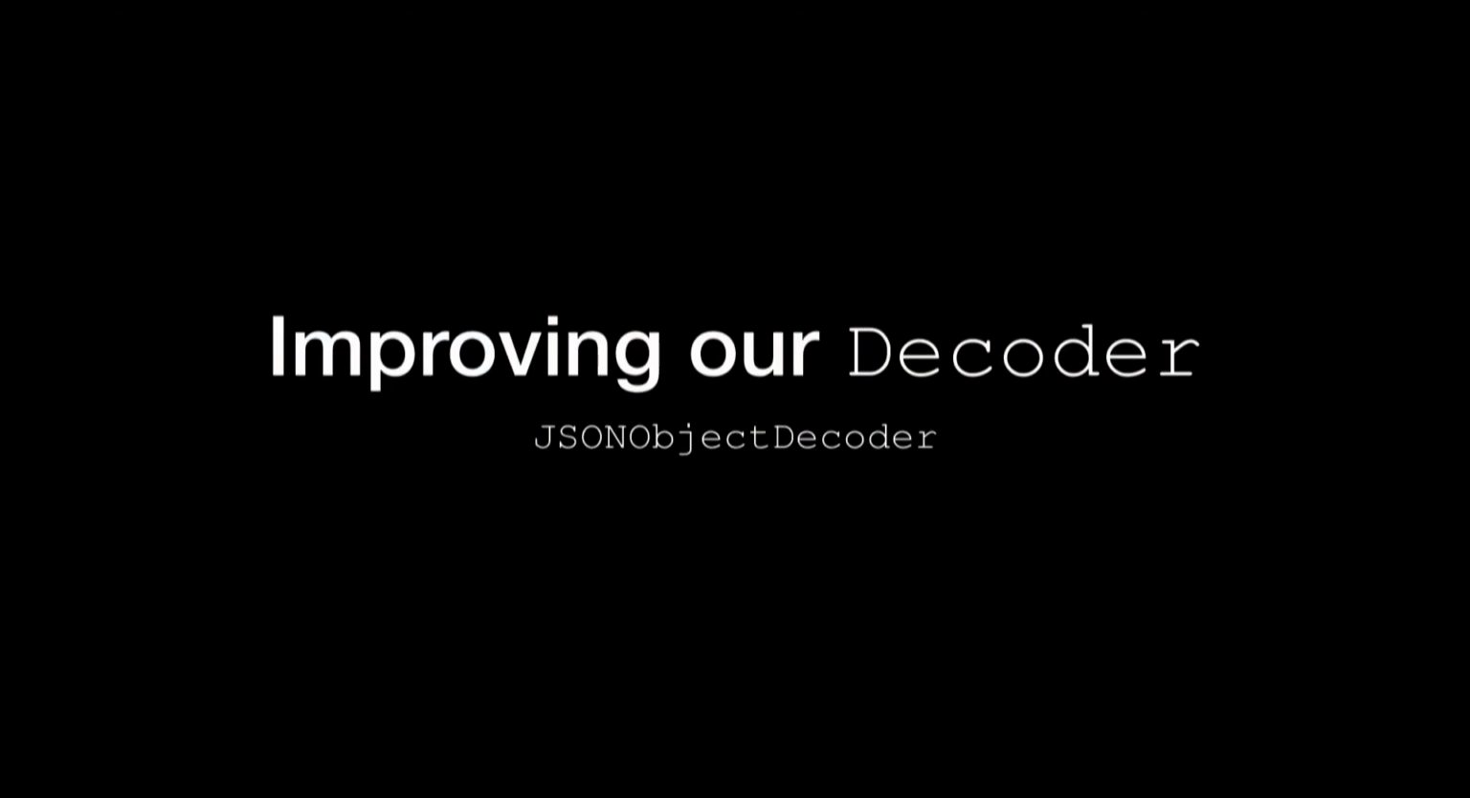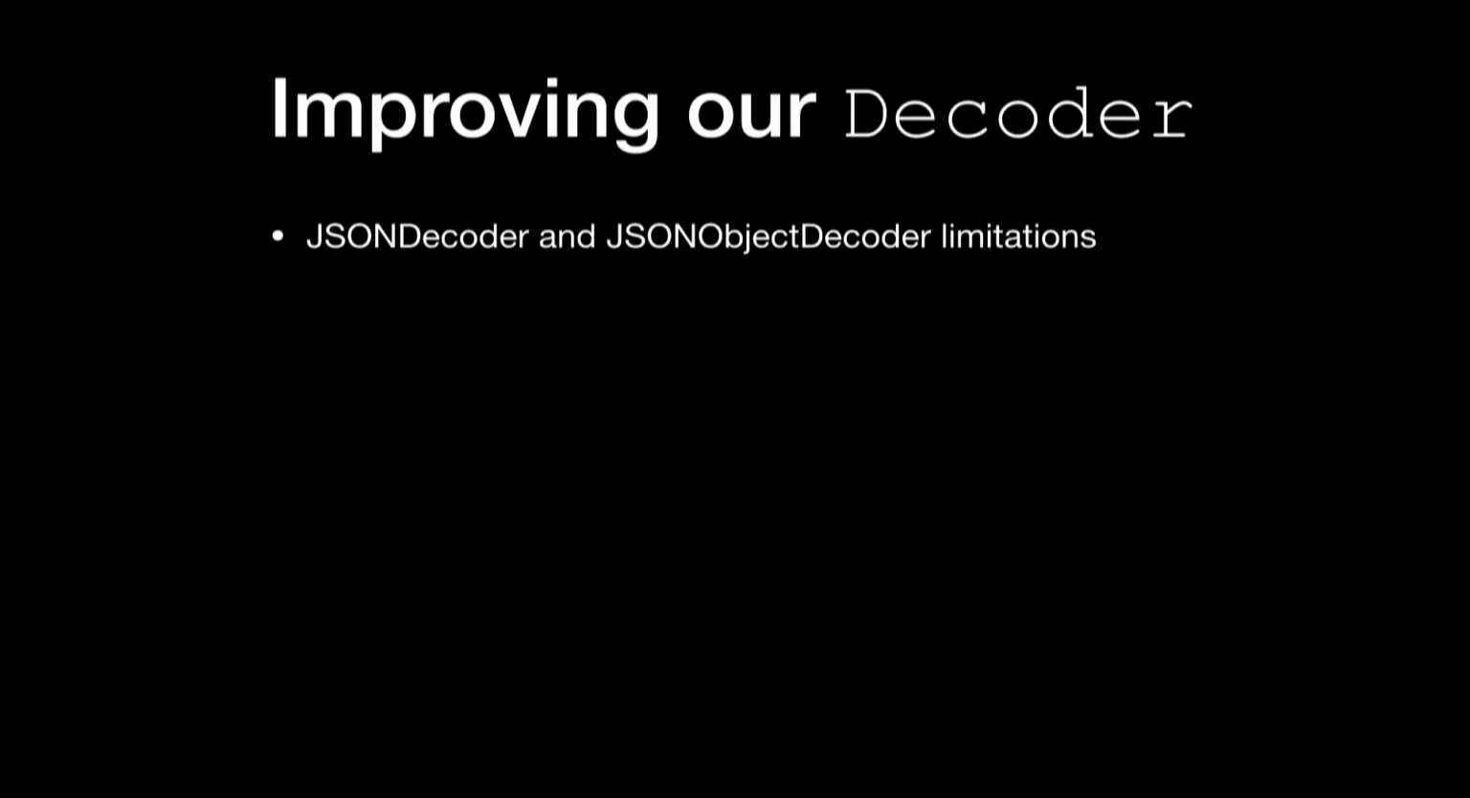All right, so now that we have this decoder, JSONObjectDecoder, I want to talk about some improvements that we can make to it, because now we have this interesting thing that we can play around with. And to talk about that, I first want to talk about some of the limitations around JSONDecoder and JSONObjectDecoder, because they have pretty similar APIs, slightly different approaches, but similar APIs, and therefore similar limitations.